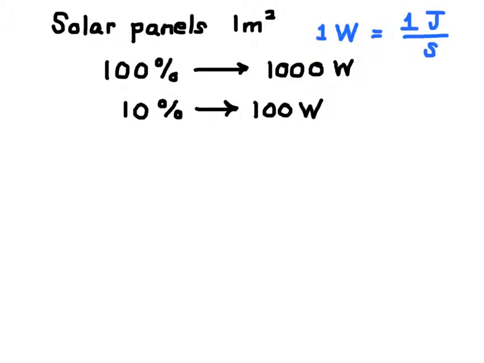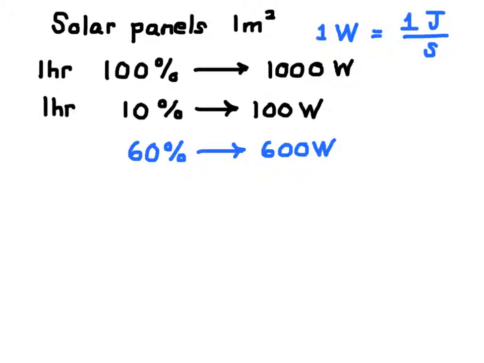In the problem, we're told that the panel is working at 60% efficiency. Well, if it's working at 60% efficiency, then we will take 60% of 1,000, which is 600 watts. And it gives us 600 watts of power each hour. This is, by the way, how much power we get in 1 hour for the panels. This is 1 hour for the panel, and we'll switch this to blue.